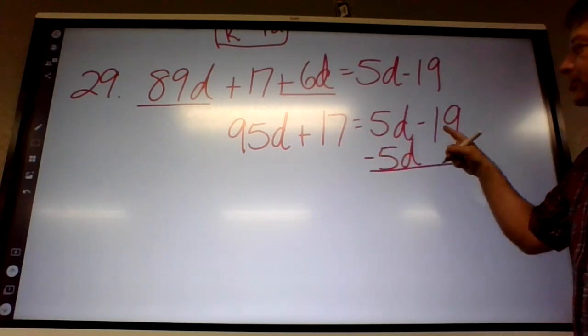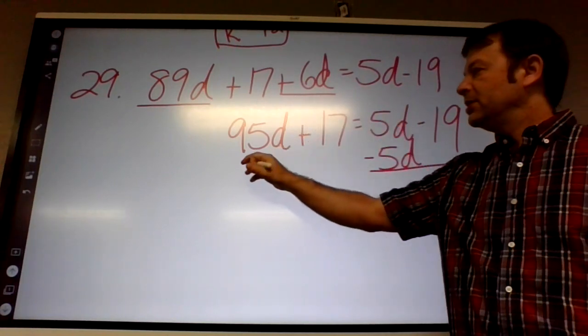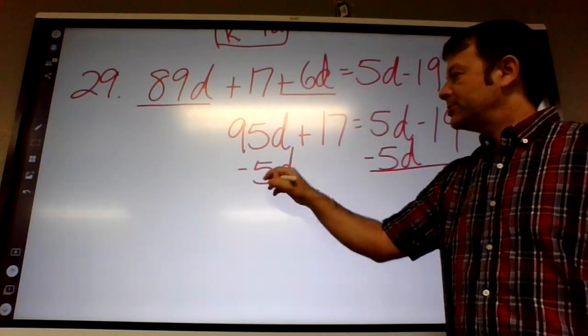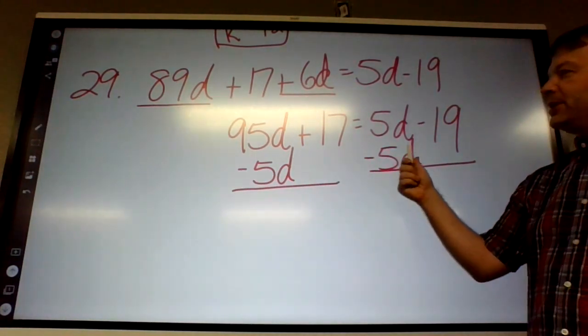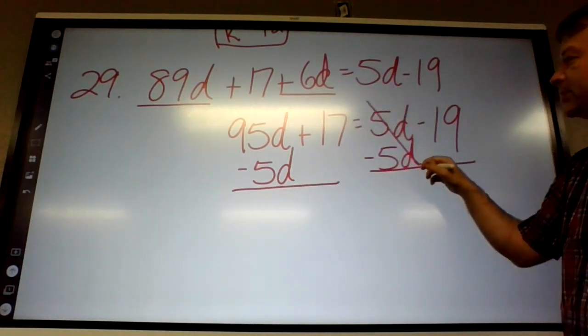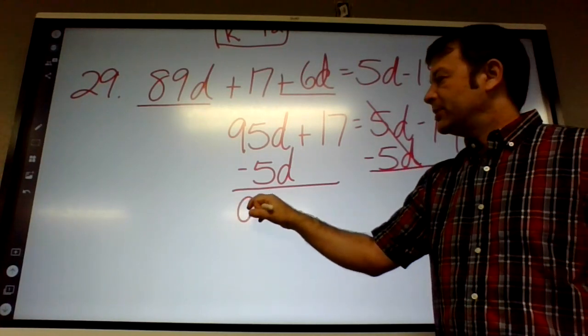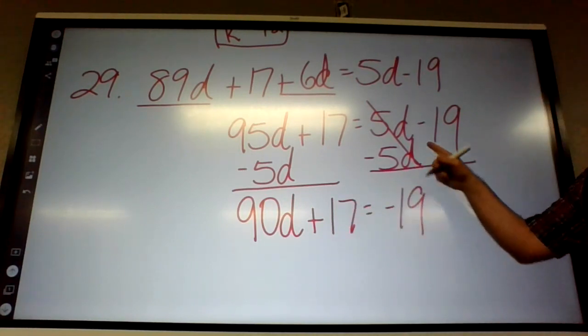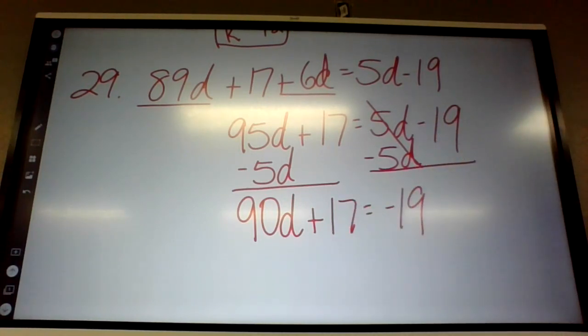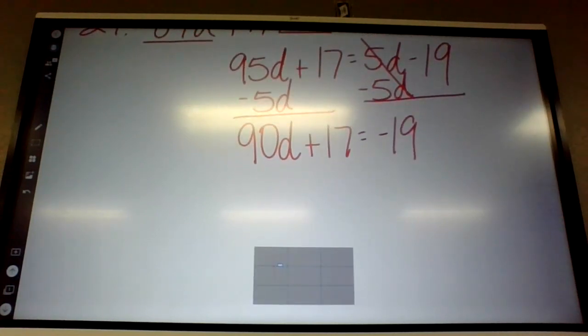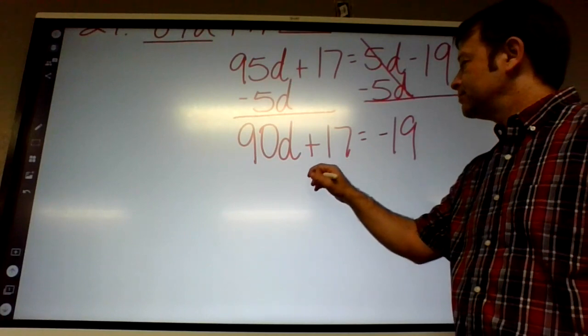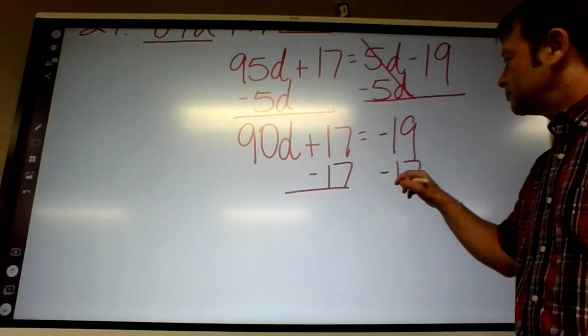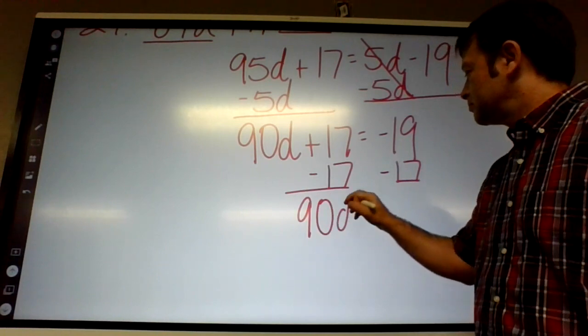If you have variables on both sides, like d and d, then you want to get rid of them on one side. So we're subtracting 5d. If you do that to one side, though, you have to do the same thing to the other side to keep it equal. So we got 90d. Negative, don't forget that negative. Now it's a normal one. Okay, go ahead, Devin. And then minus 17. So that would be negative 36.